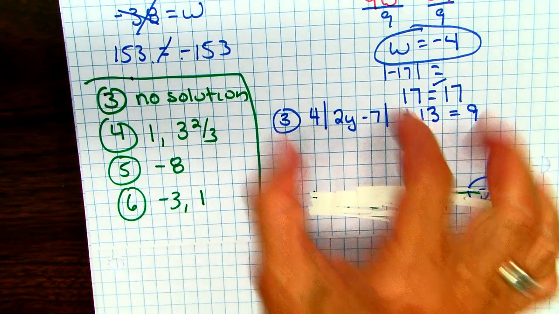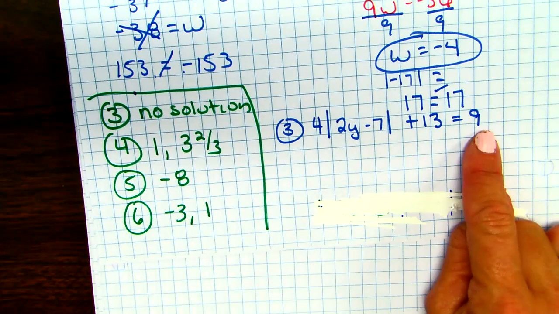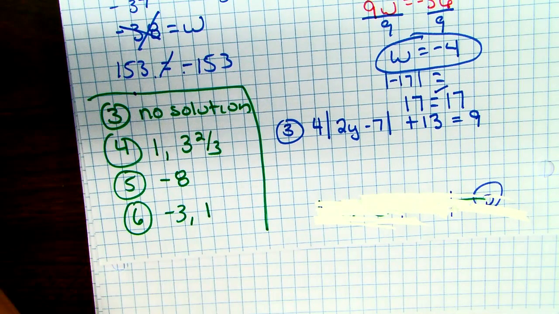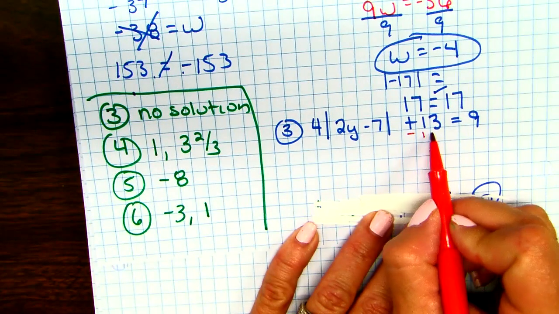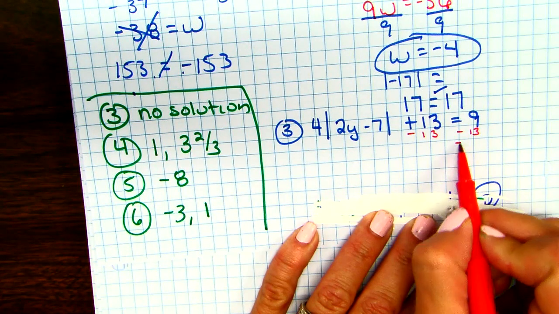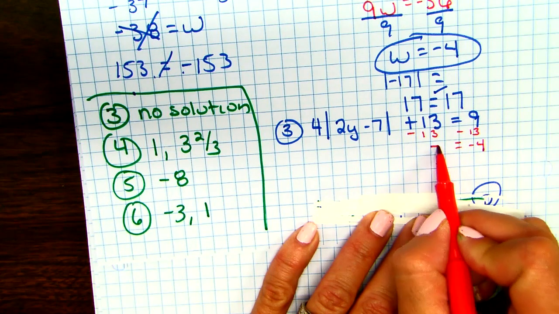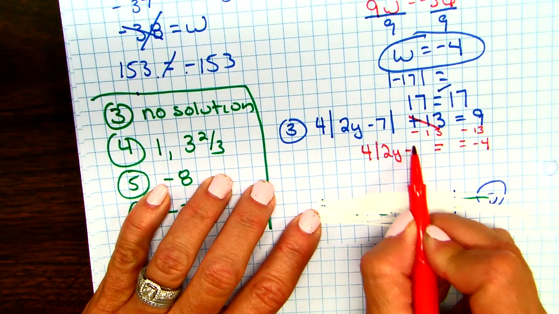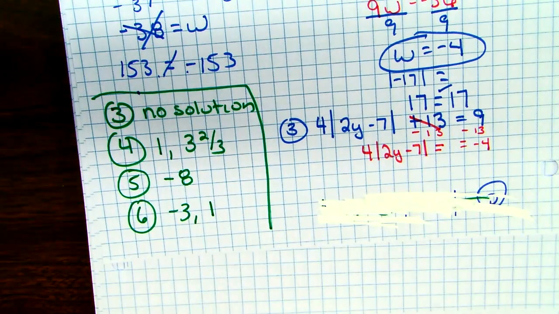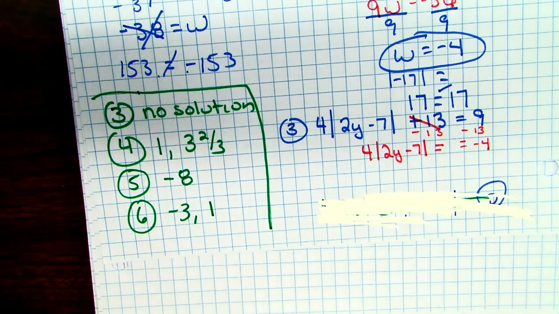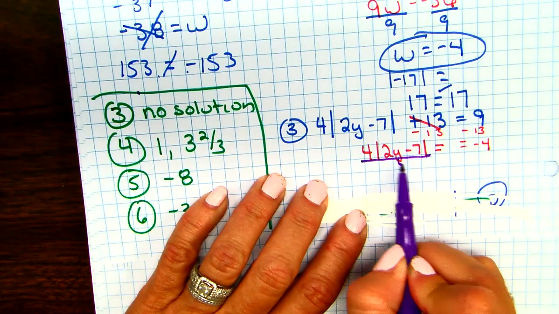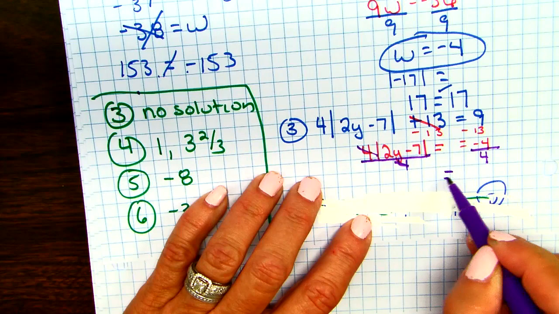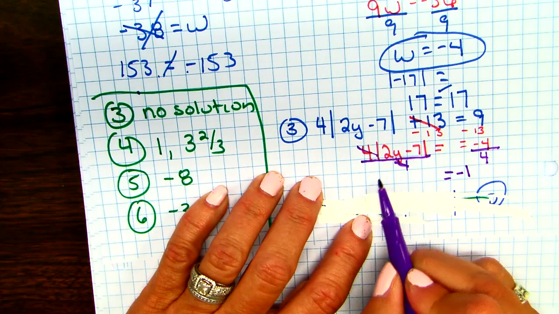So we have to get the absolute value by itself. We would subtract 13 first, then divide by 4. Subtract 13, divide by 4. Divide this whole side by 4, that makes those cancel. Divide that side by 4 gives us negative 1. And then you go from there.